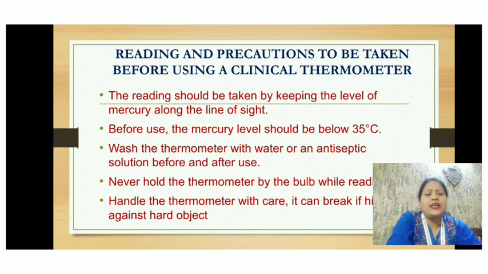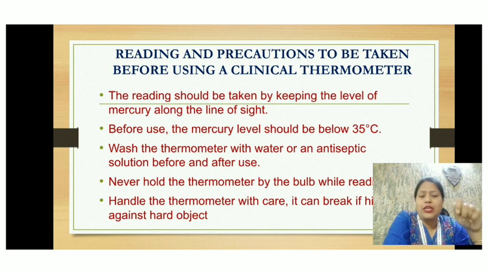Next, before use, the mercury level should be below 35 degrees Celsius. Whenever you are going to use the thermometer, you need to check whether the mercury level is below 35 degrees or not. If not, then you have to give 2-3 jerks. Then you will find that the level of mercury has gone down below 35 degrees Celsius.